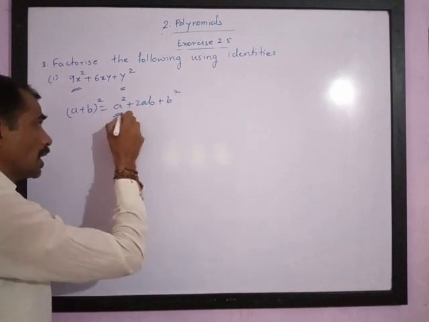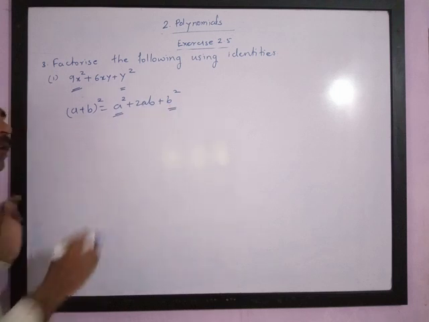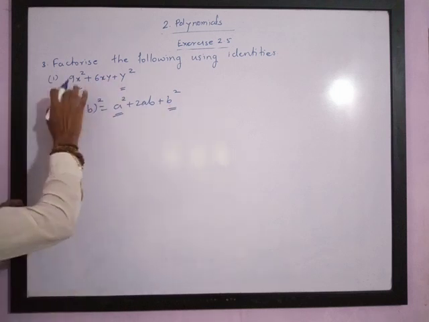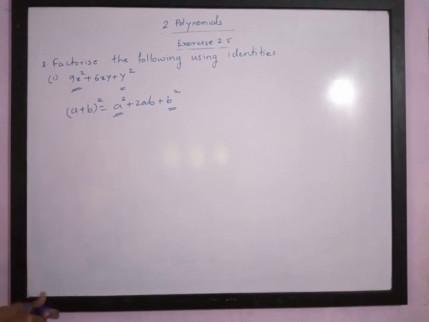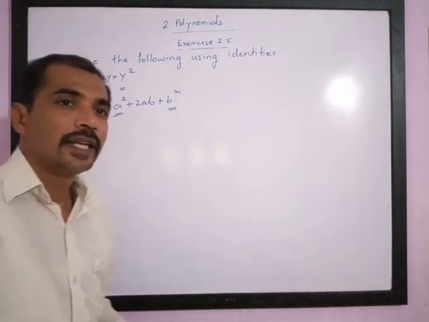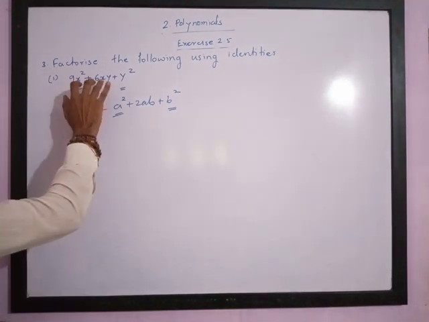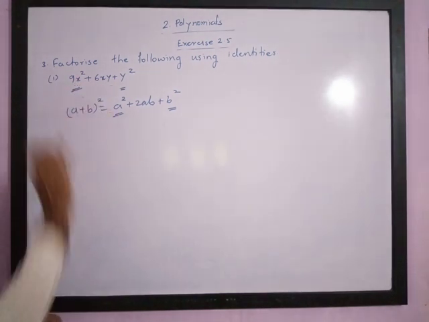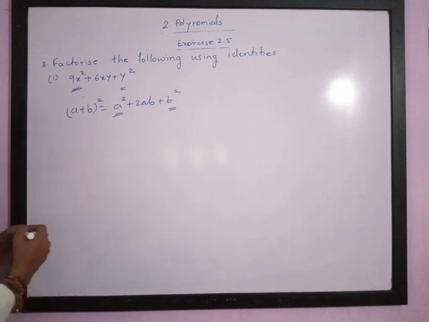Please note, in this case the first term and last term are perfect squares, and in the given question also we can see that the first term is a perfect square of 3x and the last term is also a perfect square of y. It means this problem we may be able to solve by this method. Let us check whether it is possible or not.